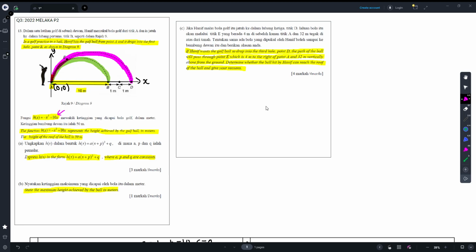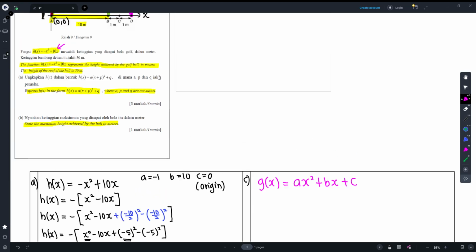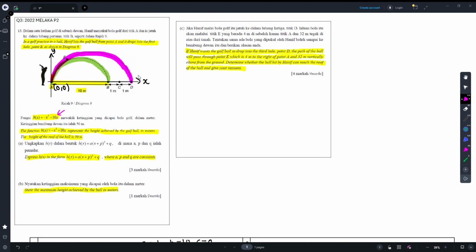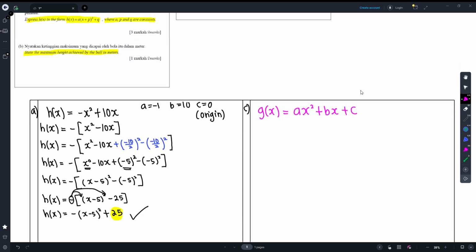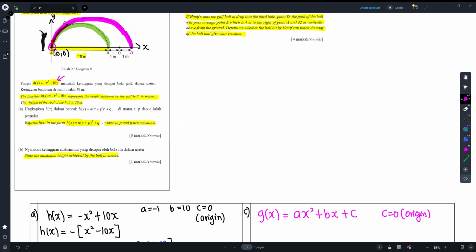Okay, so we can't use that. So I'll just name a new function g(x). My new function will be g(x) equals ax square plus bx plus c. A new general equation, because I don't know the a, I don't know the b, I don't know the c for the purple path. I don't have any information, but I know the c must be equal to 0 because both the green path and the purple path are starting at the same origin, which is point A.